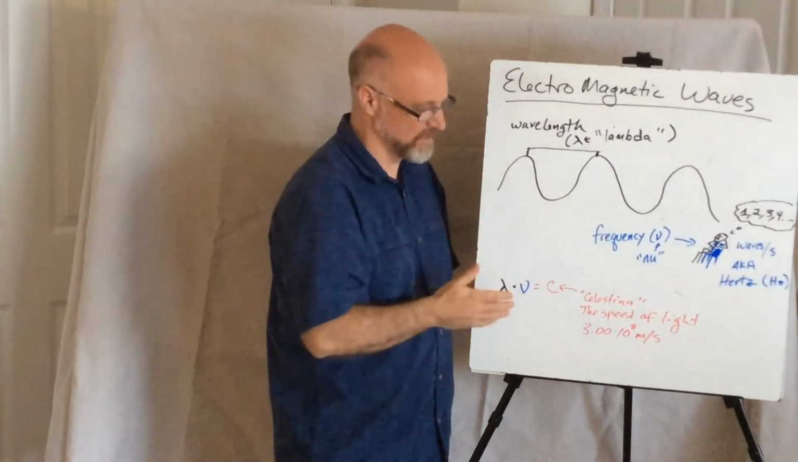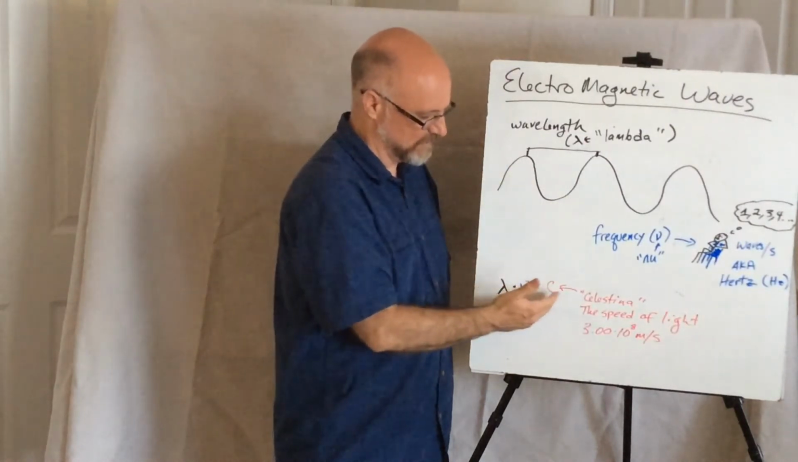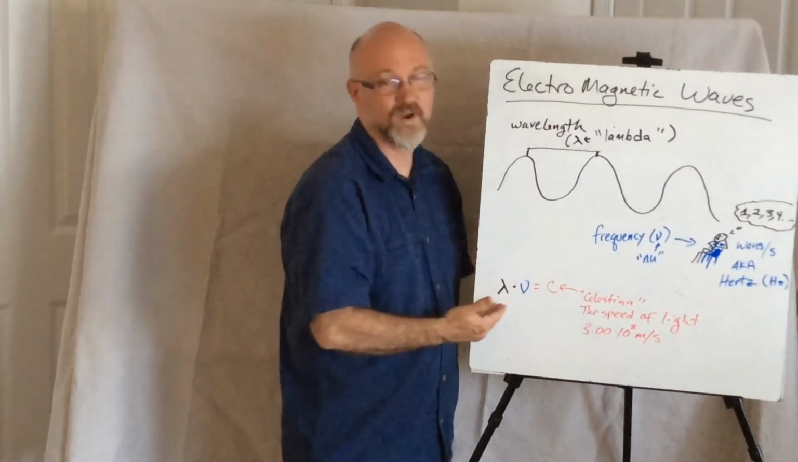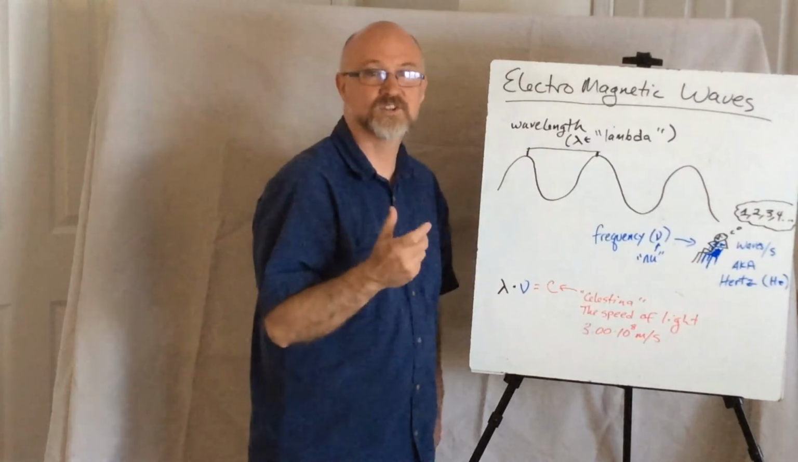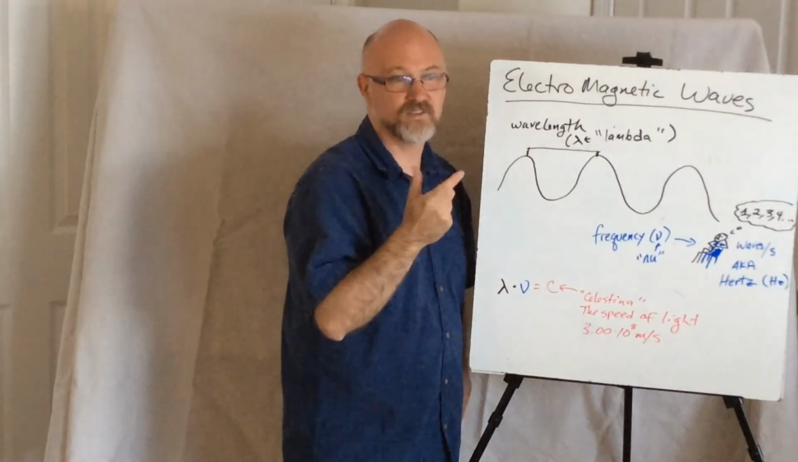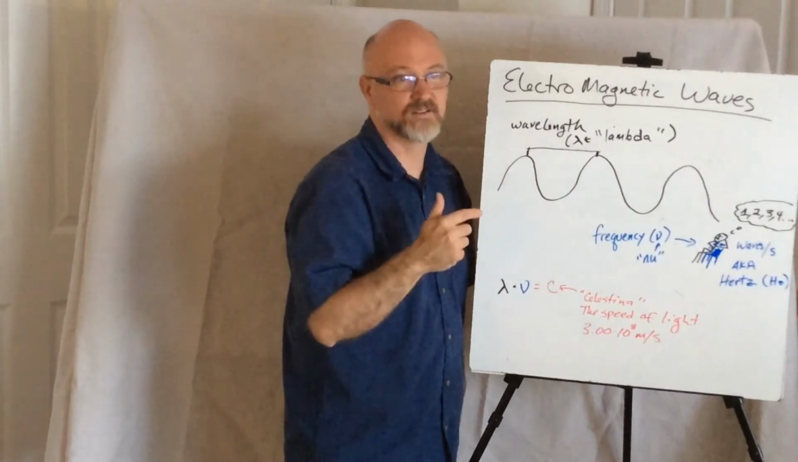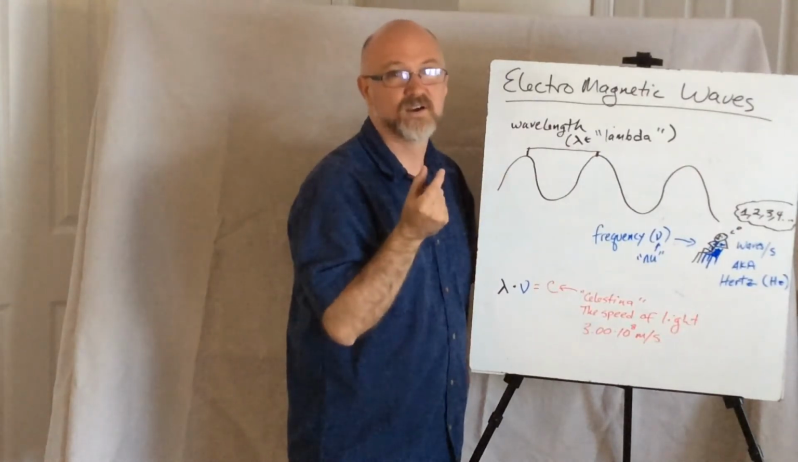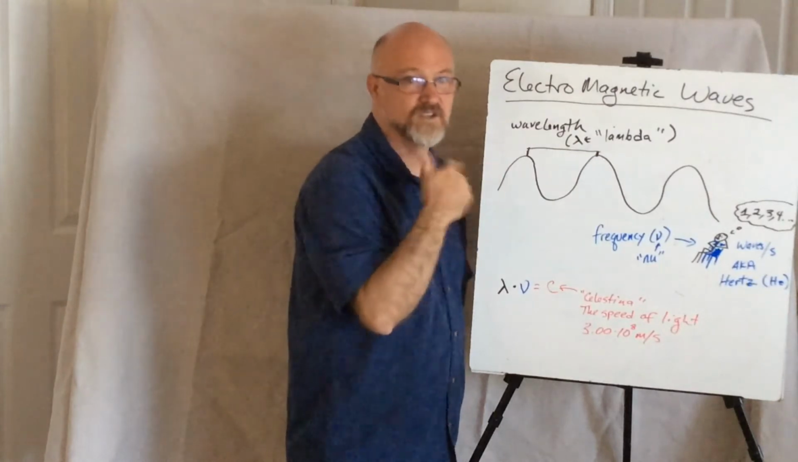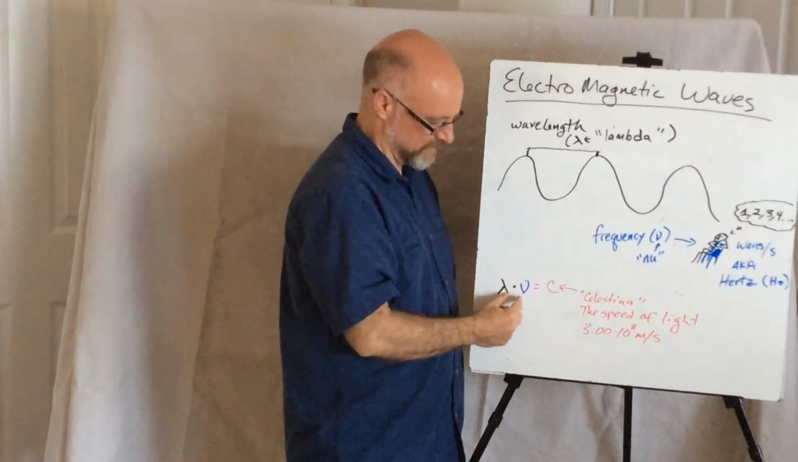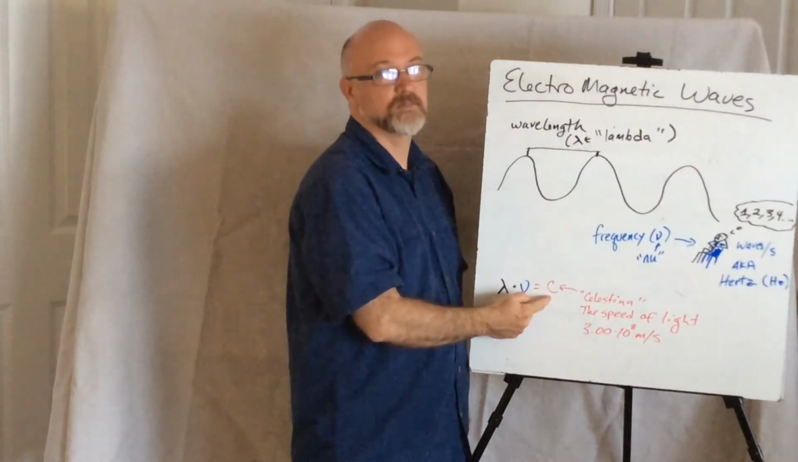And here's the thing, every one of these waves travels at the same speed. So the frequency and the wavelength have a proportionality to each other. The longer the wavelength, the fewer waves get to you per second, because it's traveling at the same speed as a wave that's shorter, that you'll get more of per second. Okay? So they all travel at the same speed.